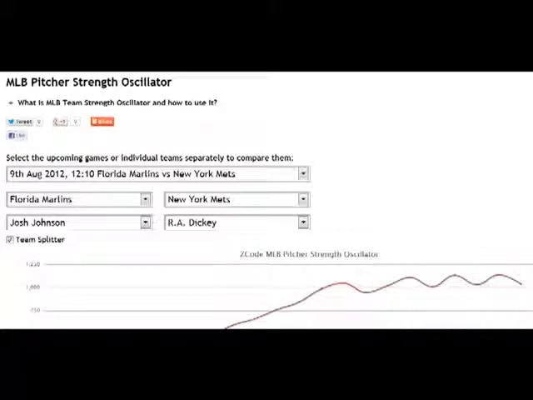Hey guys, in this video we'll talk about a great Z-code tool called the MLB Pitcher's Strength Oscillator. This is a very handy tool that'll help you compare pitchers in MLB baseball. Now pitchers are one of the most important players in baseball, and usually by having a good pitcher, it most likely means that your team is going to win the game.